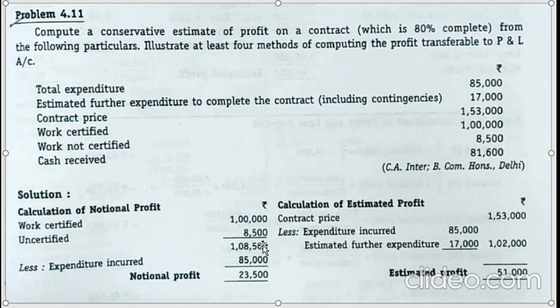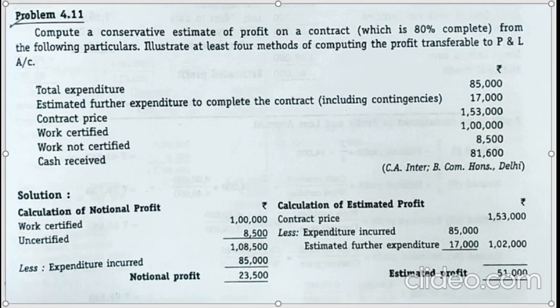So this is how we calculate the notional profit. To find notional profit from work in progress items, that is work certified and work not certified, minus the actual expenditure incurred, you will get your notional profit. To find estimated profit, from the contract price we will minus the expenditure incurred as well as the estimated expenditure. With this estimated profit, we will have to calculate different methods, or at least 4 methods, for computing the profit transferable to profit and loss account.